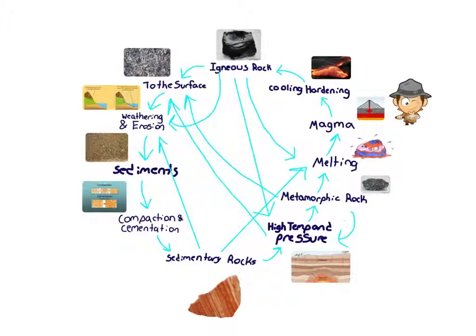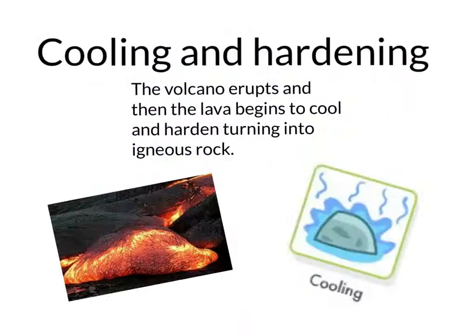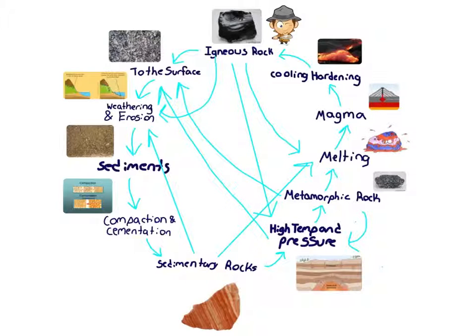Then Fred is going to explode out of the volcano and head to cooling and hardening. The volcano erupts and the lava begins to cool and harden and start to turn into igneous rock. Now Fred is back at igneous rock, and he's completed the entire rock cycle.